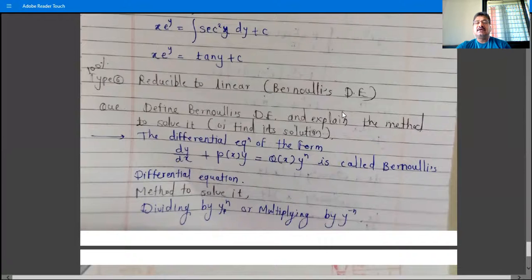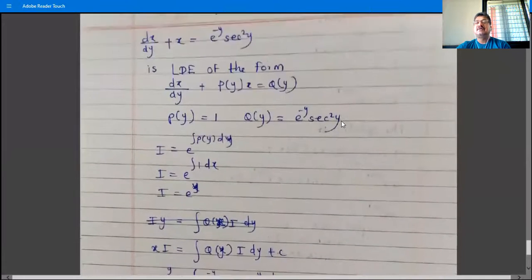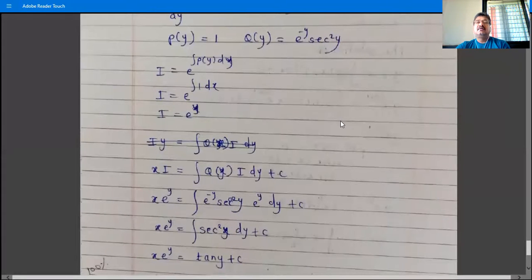In all, there are basic 4 types. First is variable separable, second is homogeneous differential equation, third is exact differential equation, and fourth is linear differential equation. And in each type, there is a subtype. So in the first type, variable separable, reducible to variable separable is its subtype. The second type is homogeneous differential equation. Its subtype is reducible to homogeneous differential equation, also called non-homogeneous differential equation. The third type is exact differential equation. Its subtype is differential equation reducible to exact differential equation.